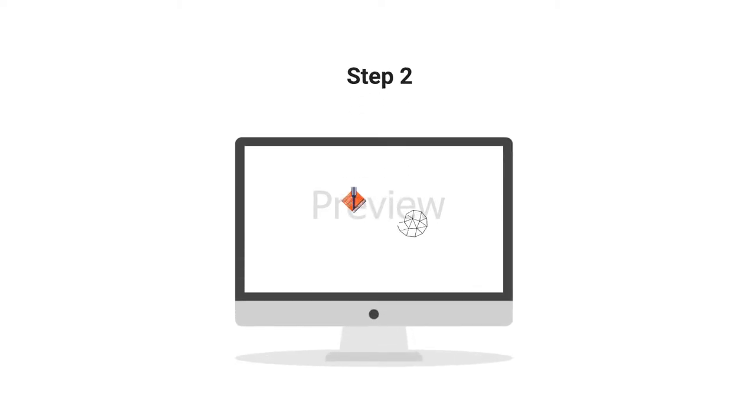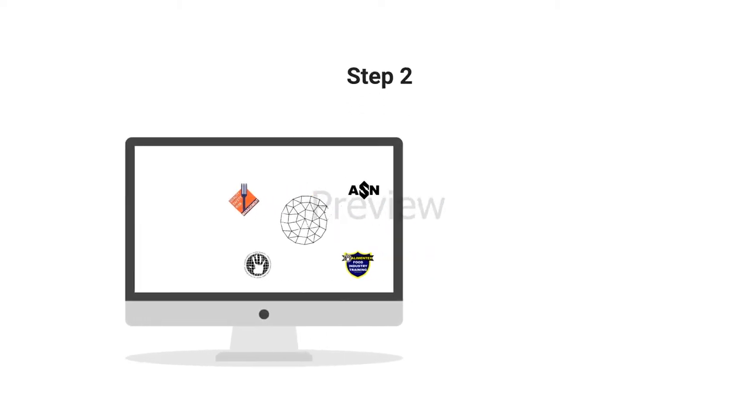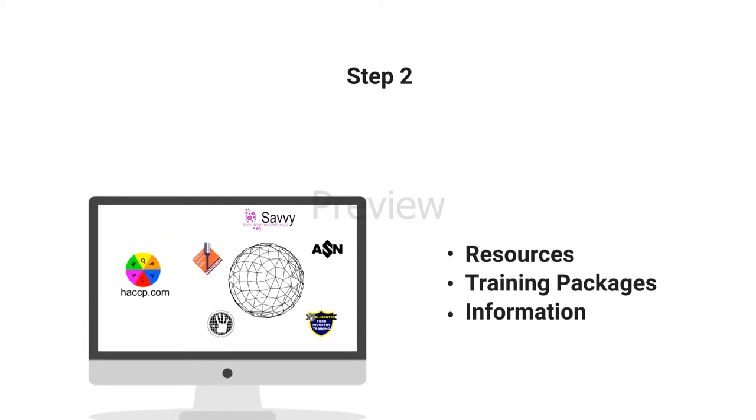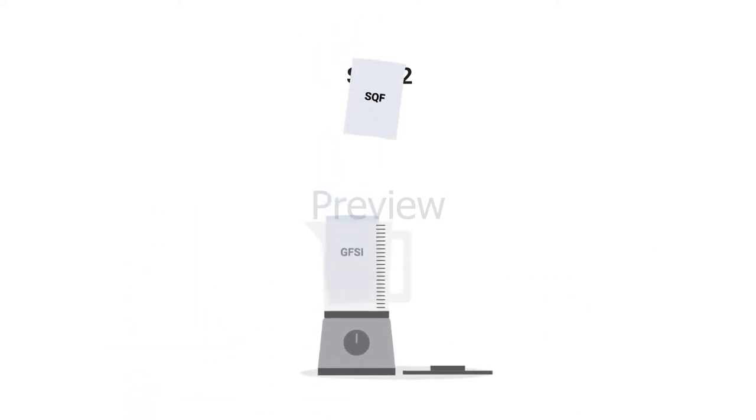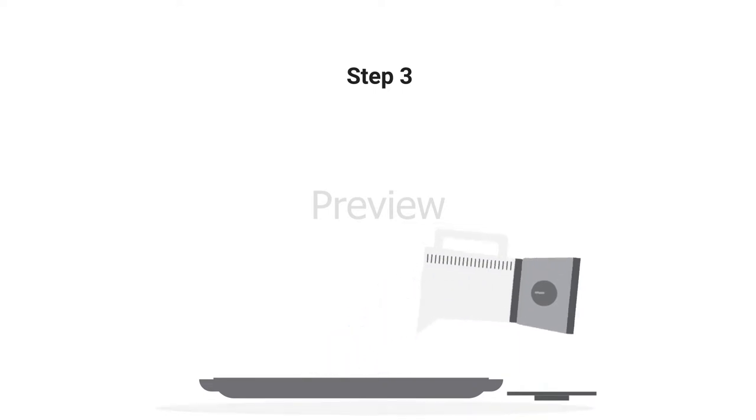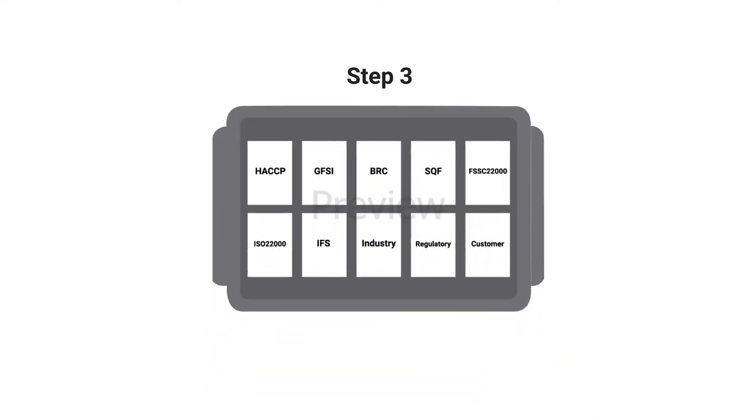Next, we developed a world-first technology platform that allows you to create resources, training packages, and information fully tailored to your food business's requirements. Then, we mapped our resources against the world's most recognized food compliance standards, including HACCP, GFSI standards, industry standards, regulatory standards, and customer requirements. The result saves your business time, effort, and expenses, all while facilitating genuine continuous improvement outcomes for your food business.